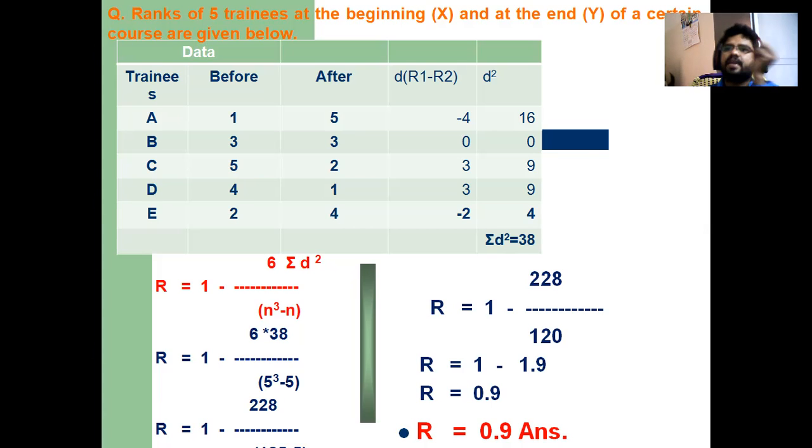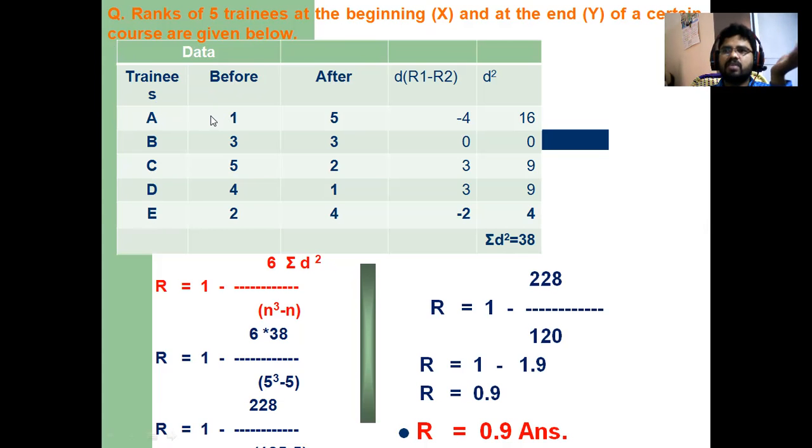Here, ranks of 5 trainees, those who have taken the training: at the beginning, X, and at the end, Y variable. A certain course of ranks are given below. For example, there are 5 persons who have taken the training.